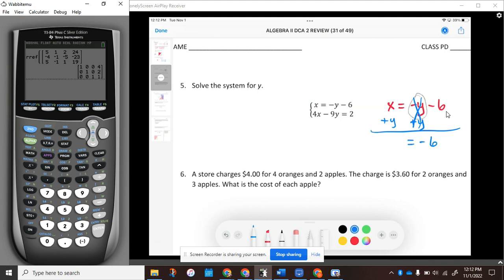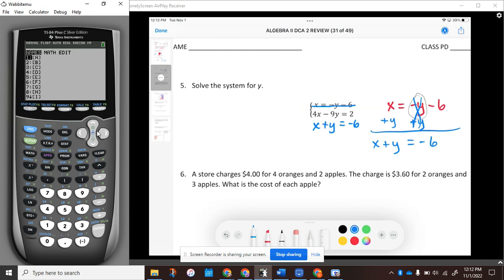X and Y, can we put those together? Yes or no? Absolutely not. Those are two different variables. You cannot combine them because they're not like terms. So now, instead of the equation it gave us originally, we're working with x plus y equals negative 6. This right here, we're going to do the matrix thing again.